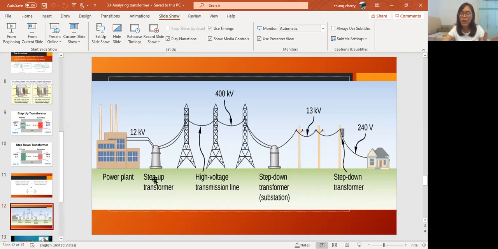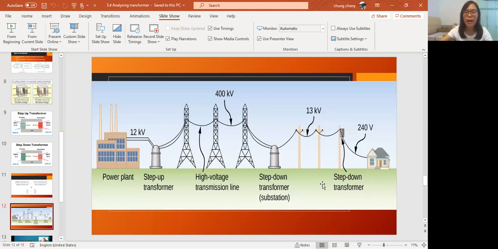So before that we use a step up transformer to increase the voltage so that it can travel a long distance and is enough voltage for us to use. But before we use it, we need a step down transformer because it helps us reduce the voltage so that it is suitable for us to use.